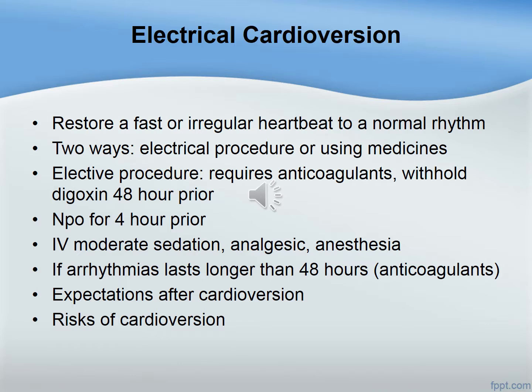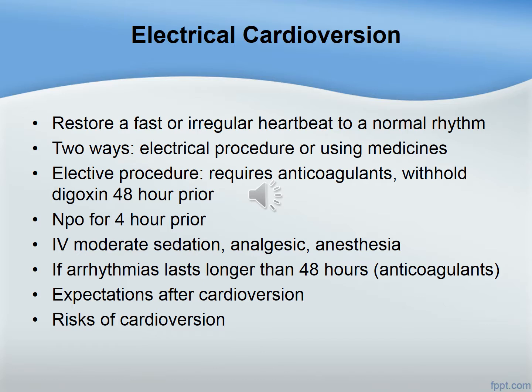For the electrical procedure, the heart is given low energy shocks to trigger a normal rhythm. The patient is temporarily put to sleep before the shocks are given. This type of cardioversion is done in the hospital as an outpatient procedure. Using medicines to correct the arrhythmia is also a form of cardioversion. This type of cardioversion usually is done in the hospital, but it also can be done at home or in the doctor's office. If the cardioversion is an elective procedure, we need to withhold digoxin, an anti-arrhythmia, 48 hours prior to the procedure.